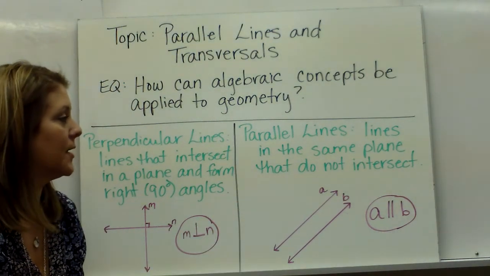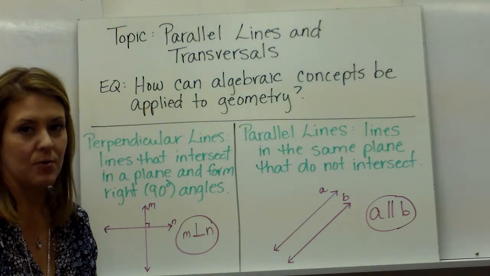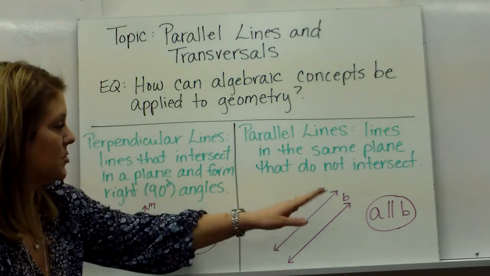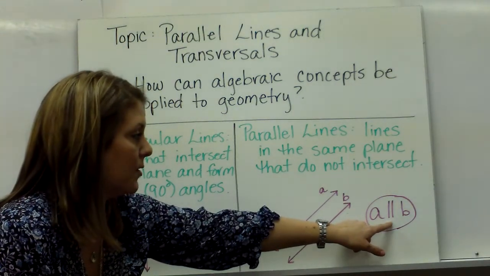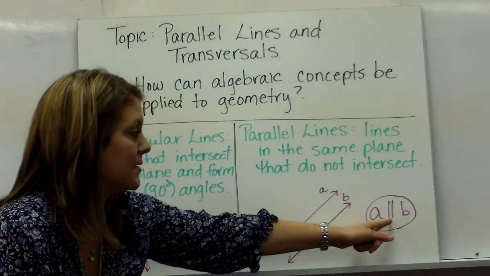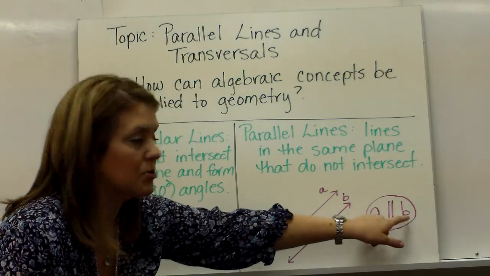Parallel lines are lines that are in the same plane that do not intersect. They will run side by side and never cross. So in this particular situation, we have lines A and B. The symbol for parallel is two vertical lines side by side. So we can say that A is parallel to B.